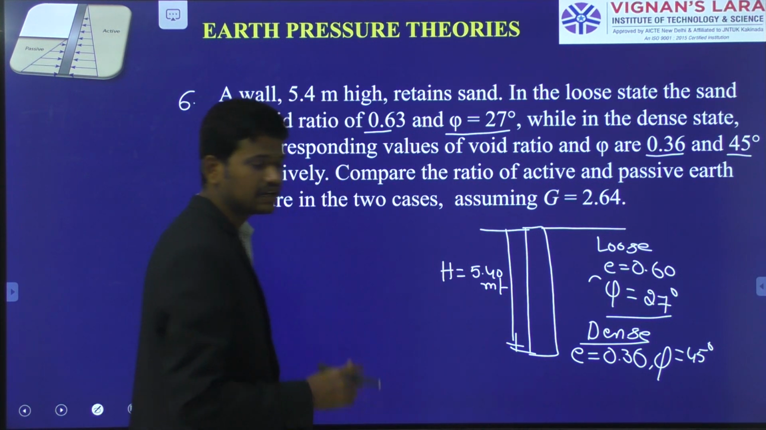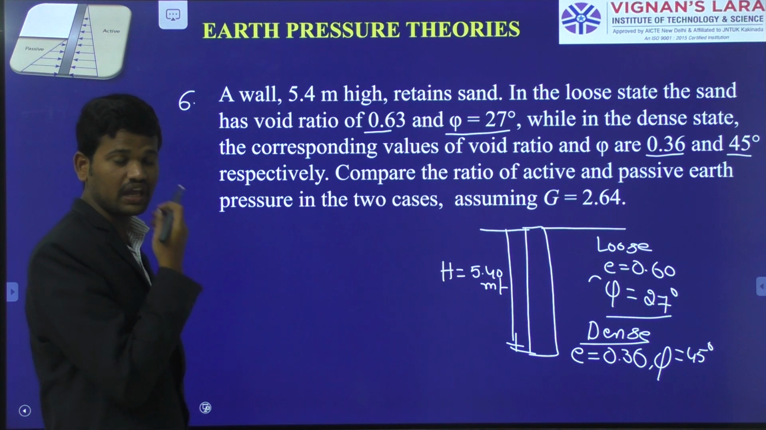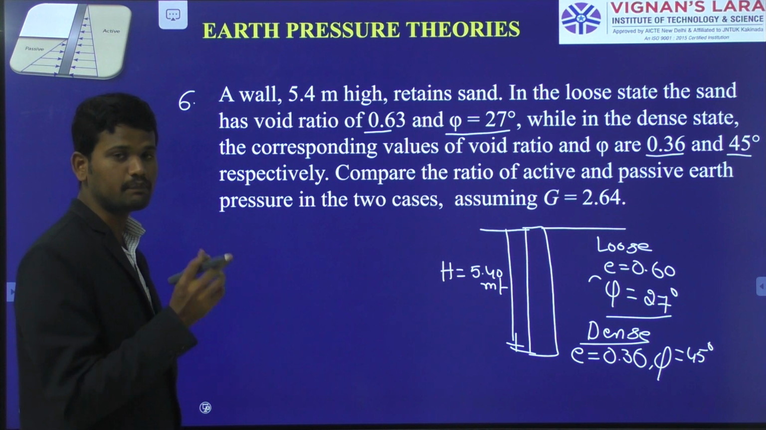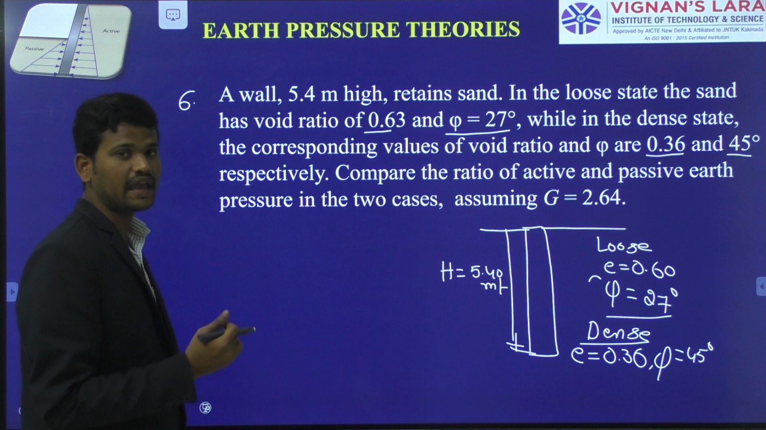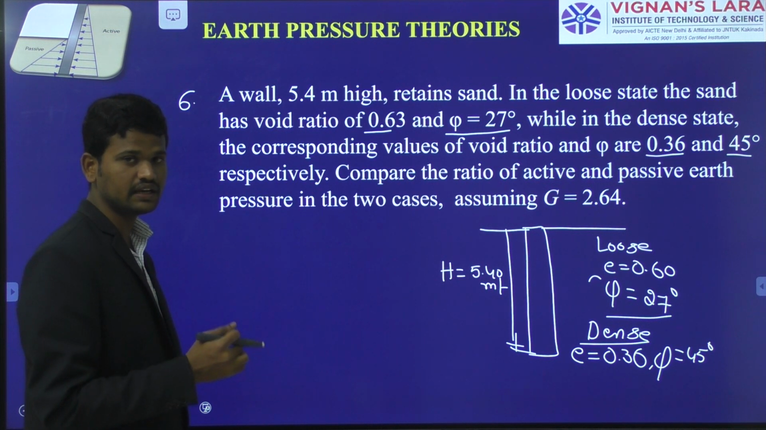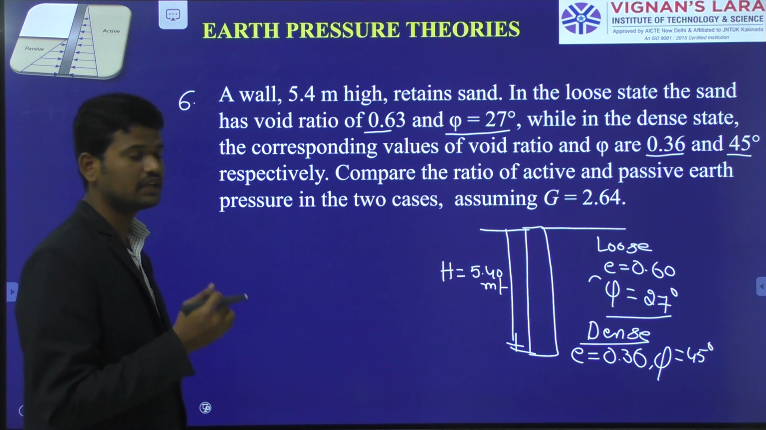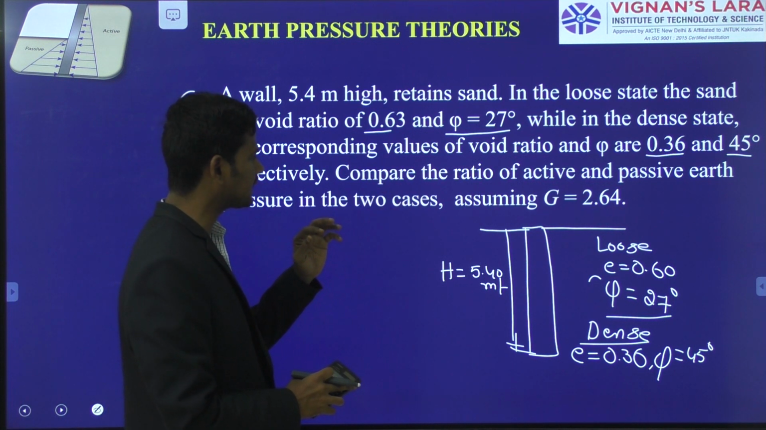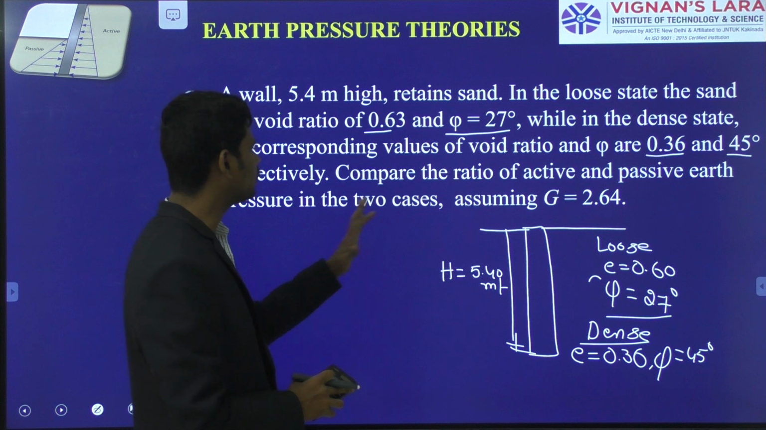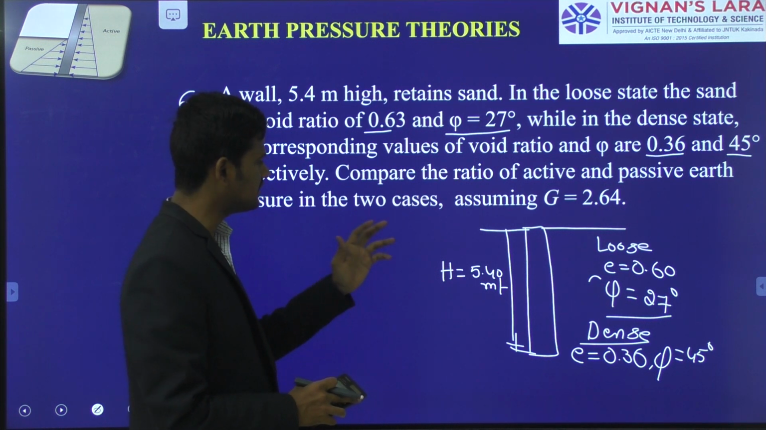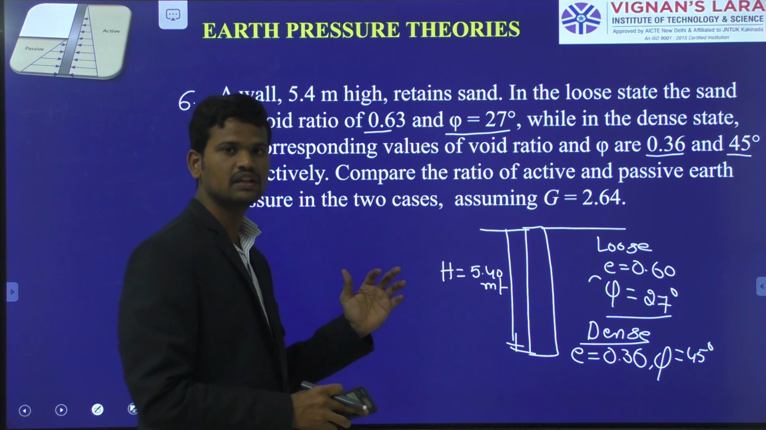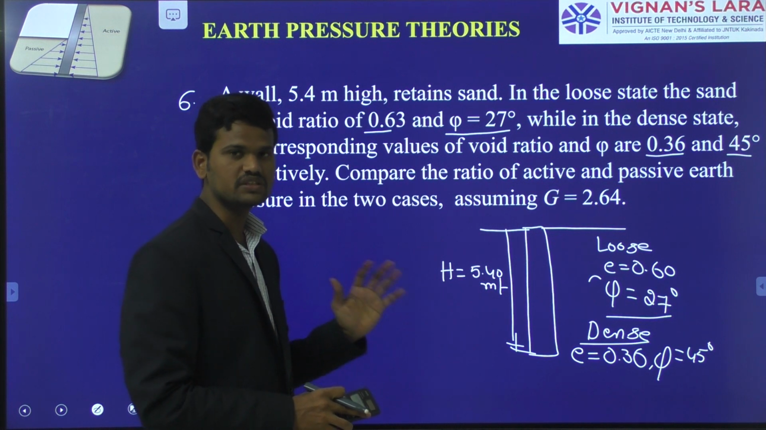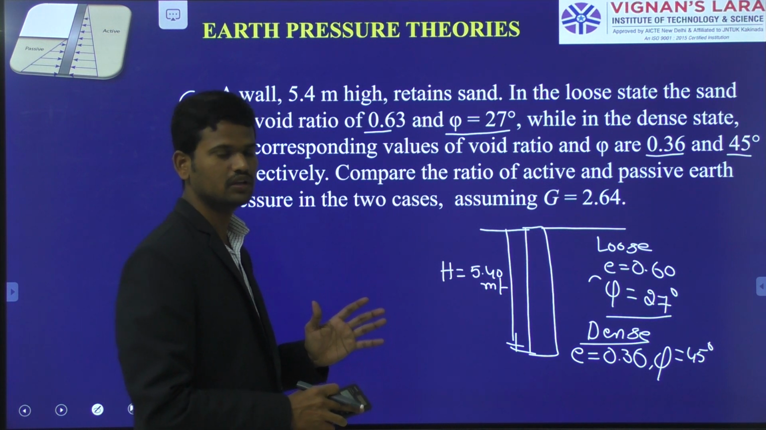For this we have to calculate the active earth pressure and passive earth pressure, for both the dense state and the loose state. Compare the ratio of active and passive earth pressure in the two cases. That means dense state active pressure and loose state active earth pressure.